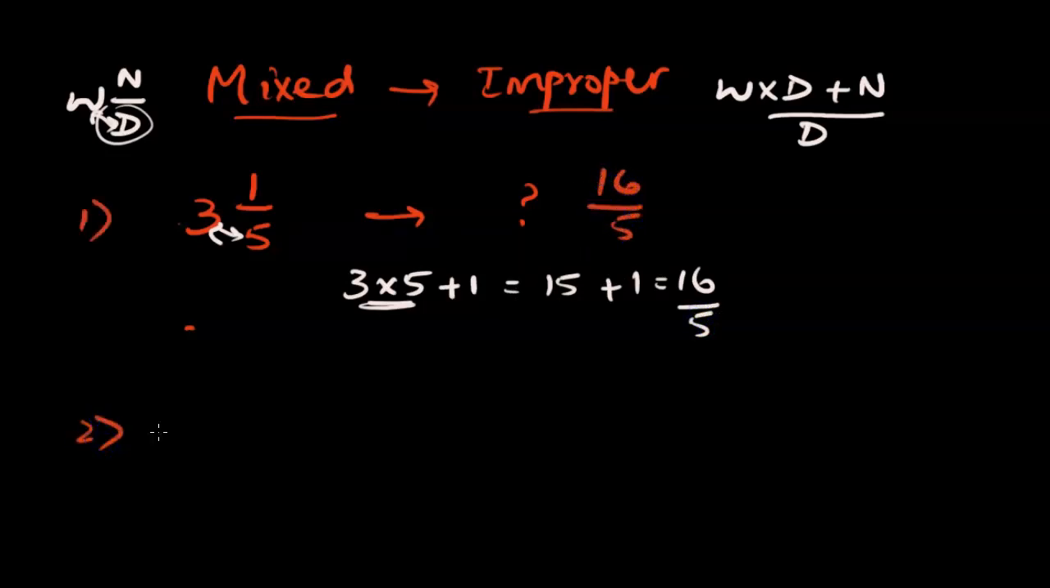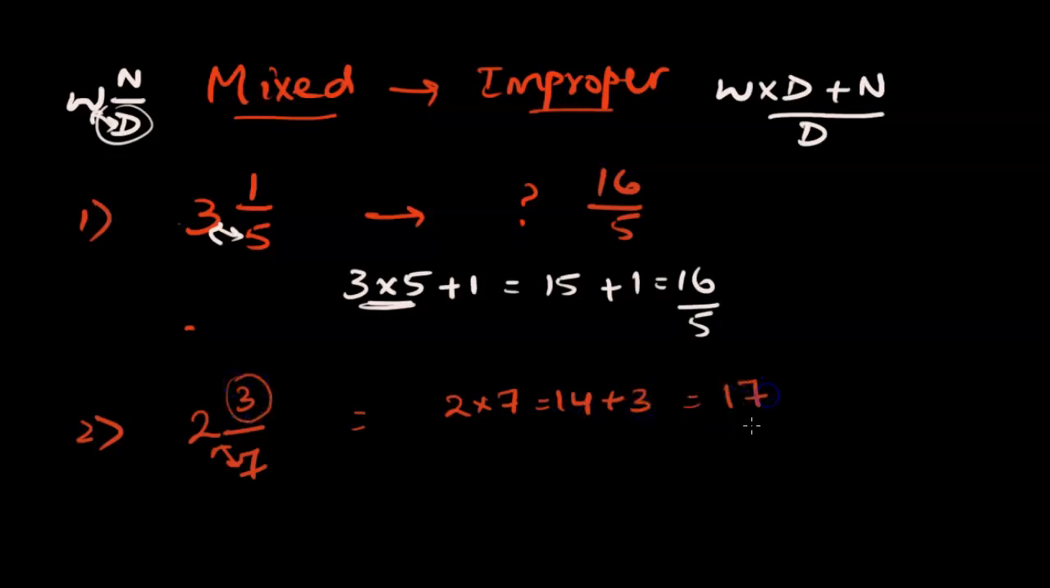Let's do another example. If we have 2 and 3 over 7 and we have to change it to an improper fraction, we multiply 2 with 7 first. So 2 times 7 is 14. Add 3 to it, add this number to it, which gives us 17 over the number that was originally the denominator, which stays the denominator. So we have 17 over 7 as the improper fraction. And that's how we change mixed to improper.